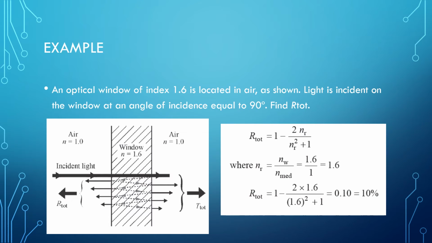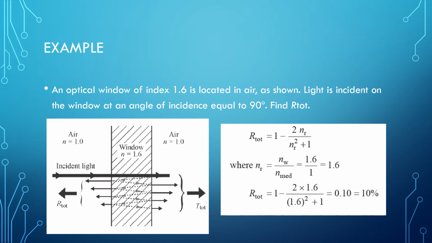In this example, we have an optical window with an index N equals 1.6, and it's located in air, and we're going to use N equals 1 for the air. The light is incident on the window at an angle of incidence equal to 90 degrees, which is perpendicular, and we're being asked to find the total reflection. The figure on the lower left shows the incident light going through the window, and then some reflects back and some continues on through.